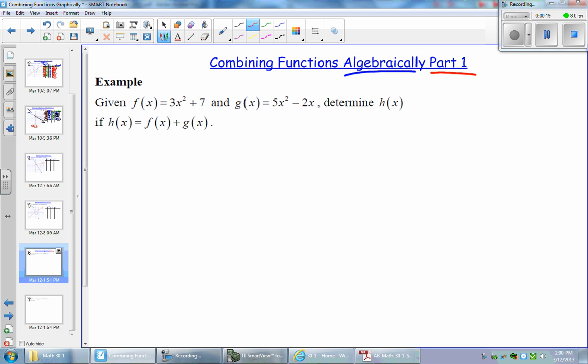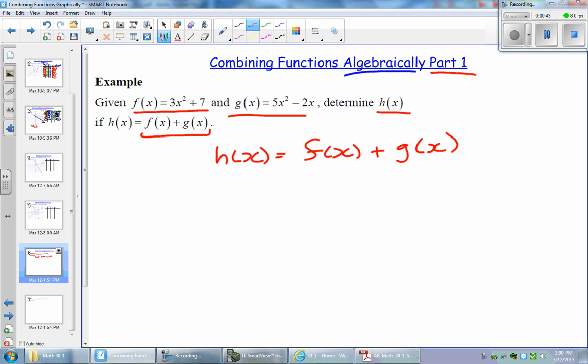It says given f of x is equal to 3x squared plus 7 and g of x is equal to 5x squared minus 2x, you want to determine a function h of x where h of x is the sum of f of x and g of x. Okay, so you want to start with what you want. So h of x, we want the sum. So f of x plus g of x.